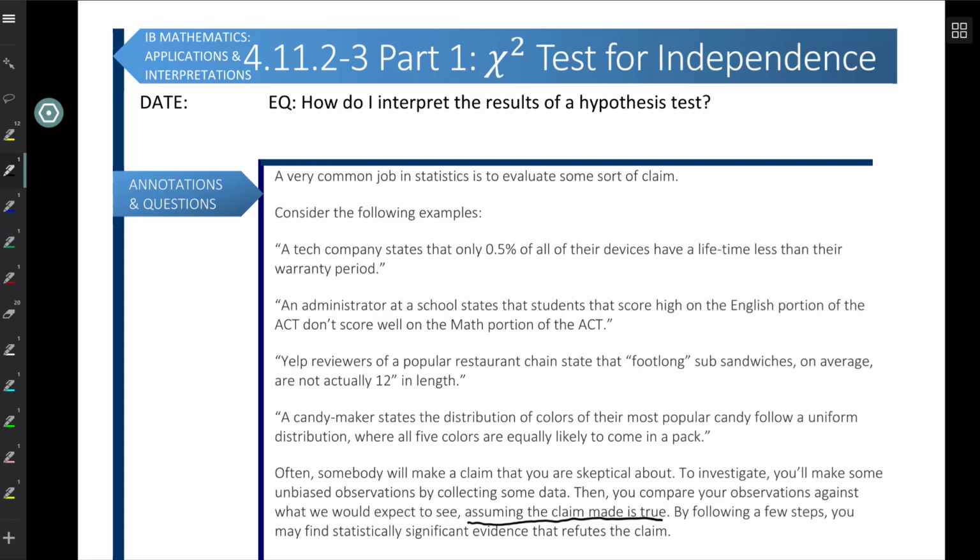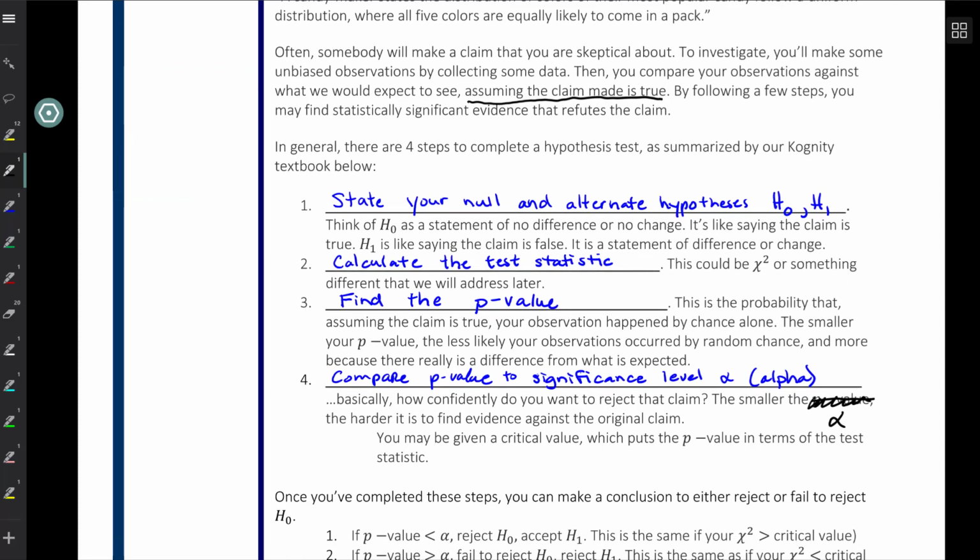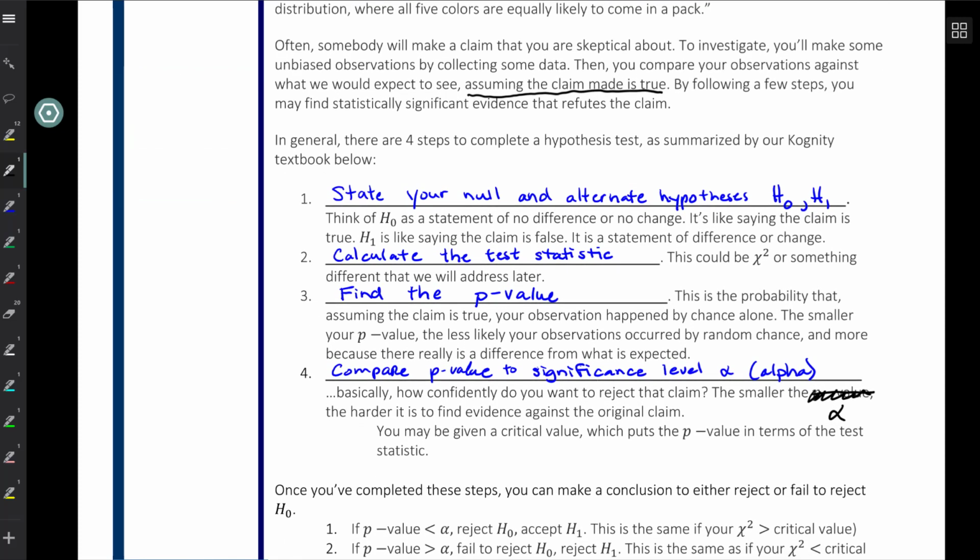We already went through this once in the last lecture, but let's go ahead and see how we do this in general. Well, in general, there are 4 steps to a hypothesis test, as summarized by your textbook. The first step is to state your null and alternate hypotheses. That's H naught and H sub 1. You want to think of H naught as a statement of no difference or no change, and this is key. No difference, no change.